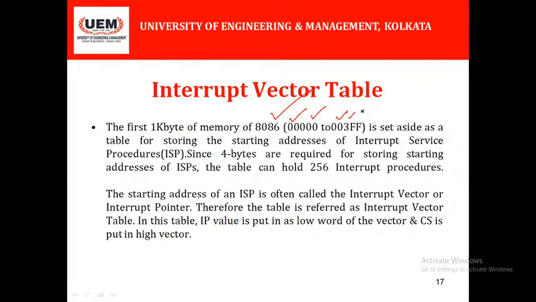The starting address of an ISP, that is, the interrupt service procedure, is often called the interrupt vector. So as I told you earlier, the starting address of the ISP or interrupt service routine is known as the interrupt vector or interrupt pointer. Therefore, the table is referred to as the interrupt vector table because it stores the starting address of all the interrupts. In this table, the IP value is put in as the low word of the vector and CS is put in the higher word.